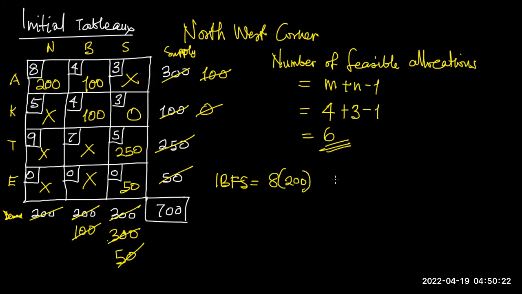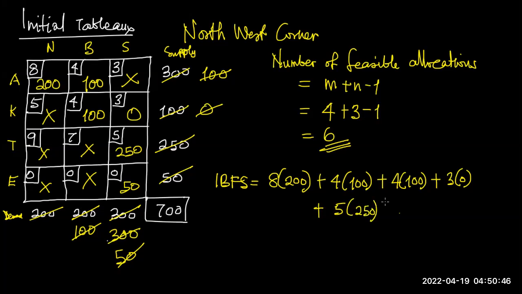This would be 8 by 200, plus 4 by 100, plus 4 by 100, plus 3 by 0, plus 5 by 250, plus 0 by 50. And this should be equal to, okay, we have a calculator here.